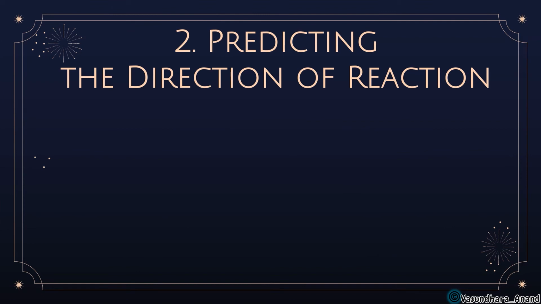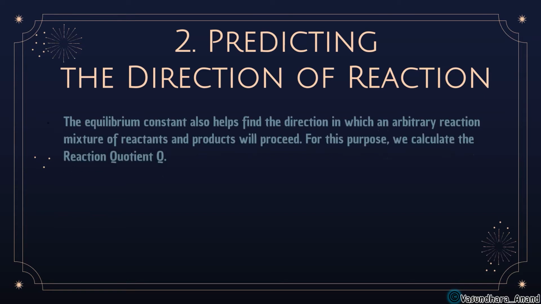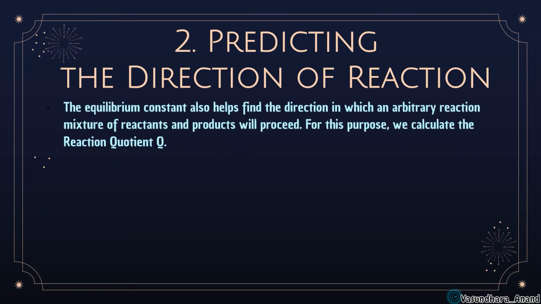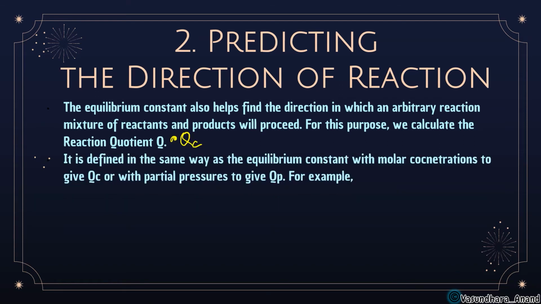Now, predicting the direction of reaction. The equilibrium constant can predict the direction of the reaction also, as we have just done. The equilibrium constant also helps to find the direction in which an arbitrary reaction mixture of reactants and products will proceed. For this purpose we calculate the reaction quotient. It is defined in the same way as the equilibrium constant, with the molar concentration to give Qc, and with the partial pressure to give Qp.